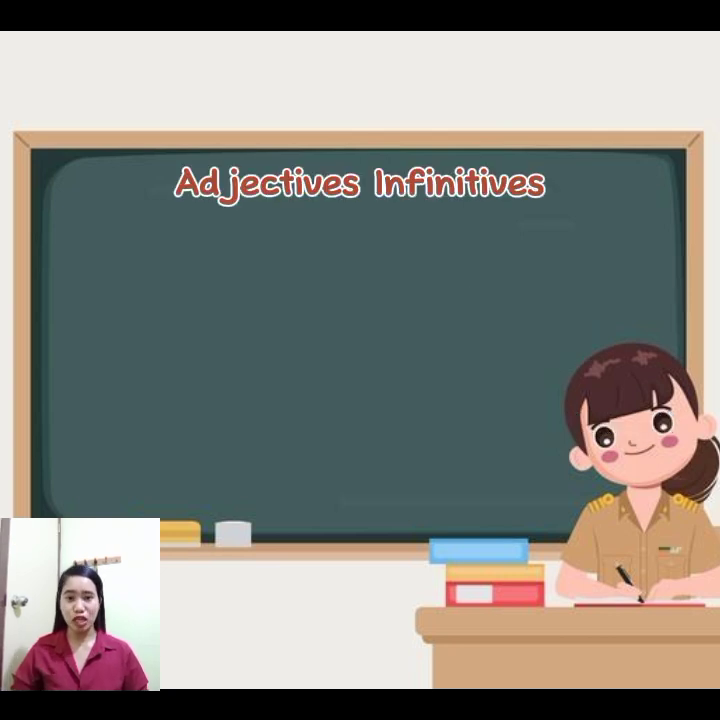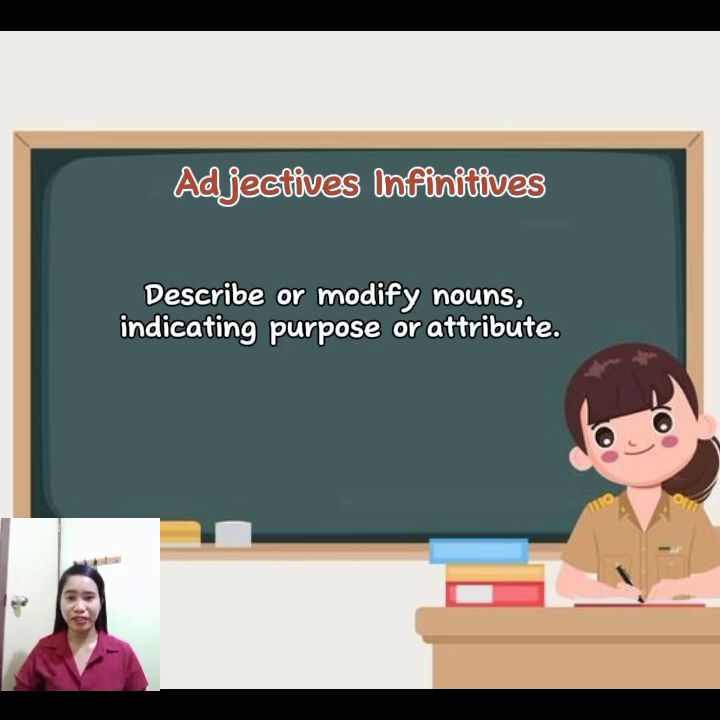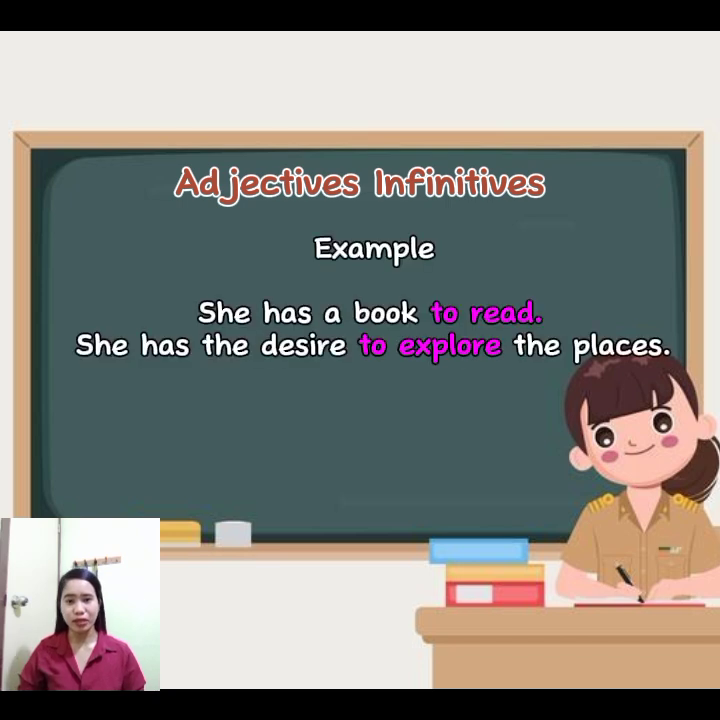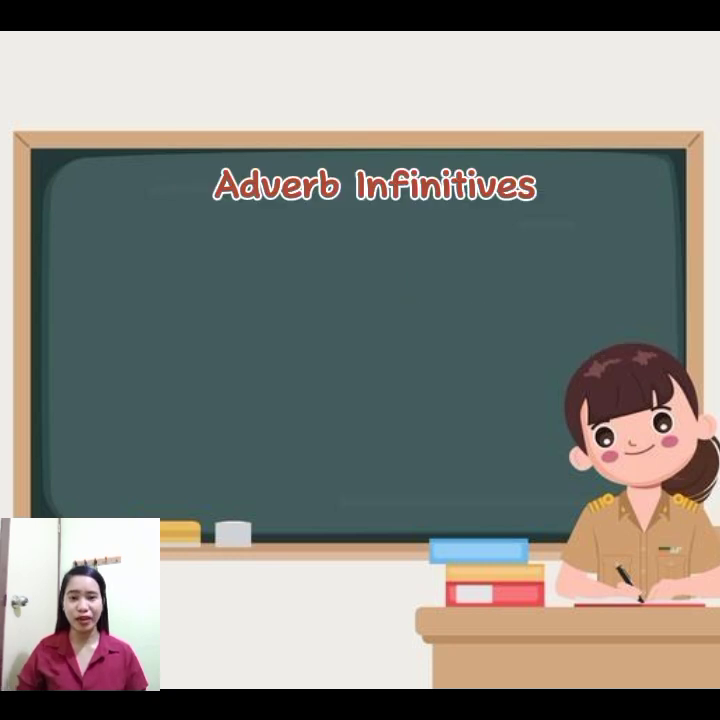Next one is adjective infinitives. They describe or modify nouns, indicating purpose or attributes. Let's take these examples: She has a book to read. She has the desire to explore the places. So to read and to explore are infinitives that function as adjectives in the sentence. And lastly, we have here the adverb infinitives.